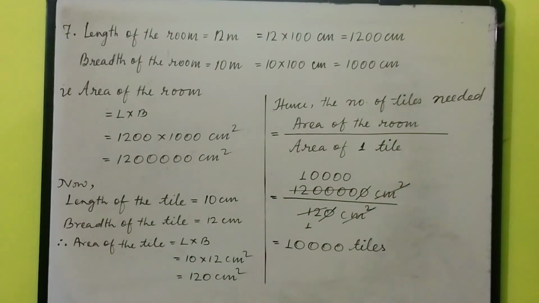Have a glance on the board, my dear students. It is very easy. Dimension of the room is given to you and the dimension of the tile is given to you. So area of the room divided by area of one tile will give you the number of tiles. Okay? Clear? Give pause in the video and note it down. Clear to me? Okay then. Let me start the next exercise.